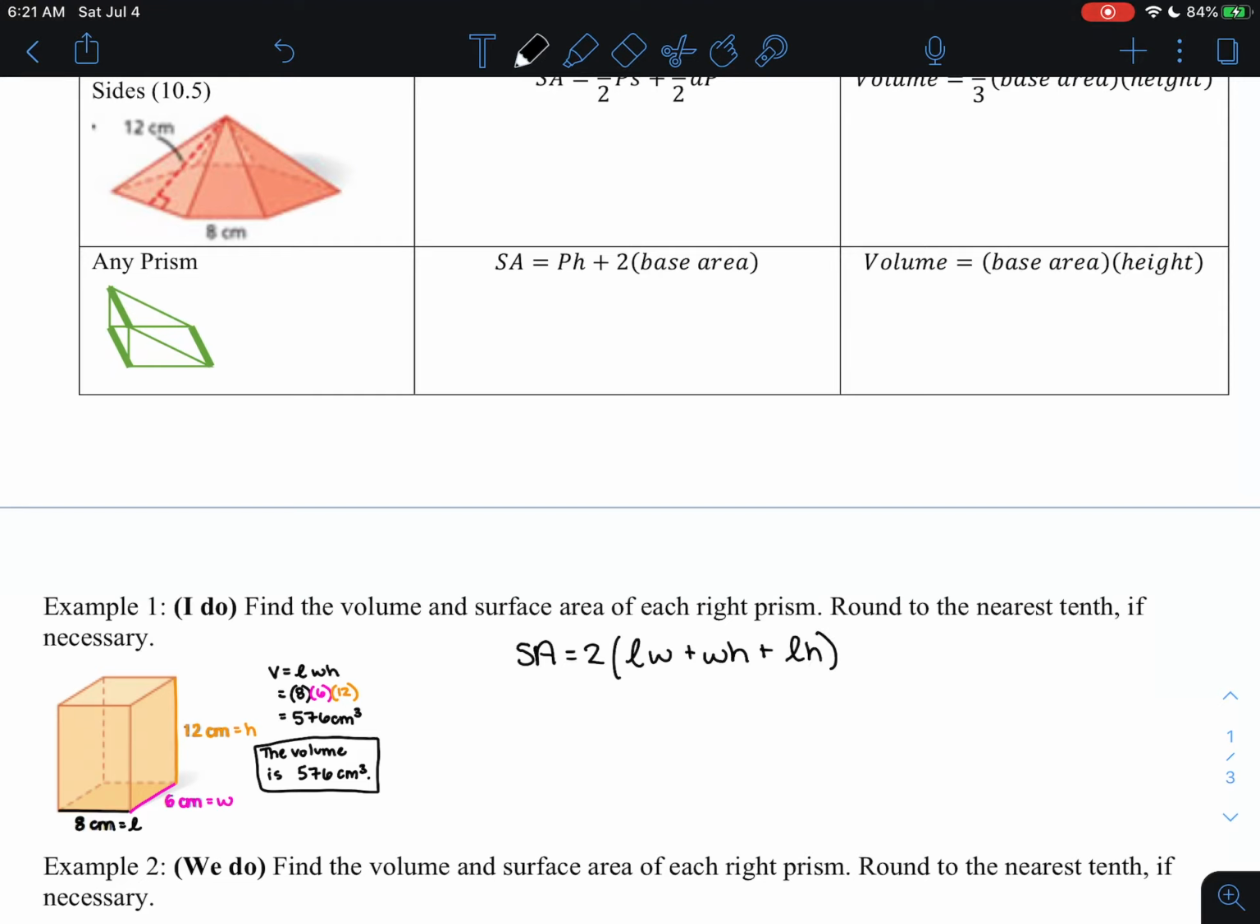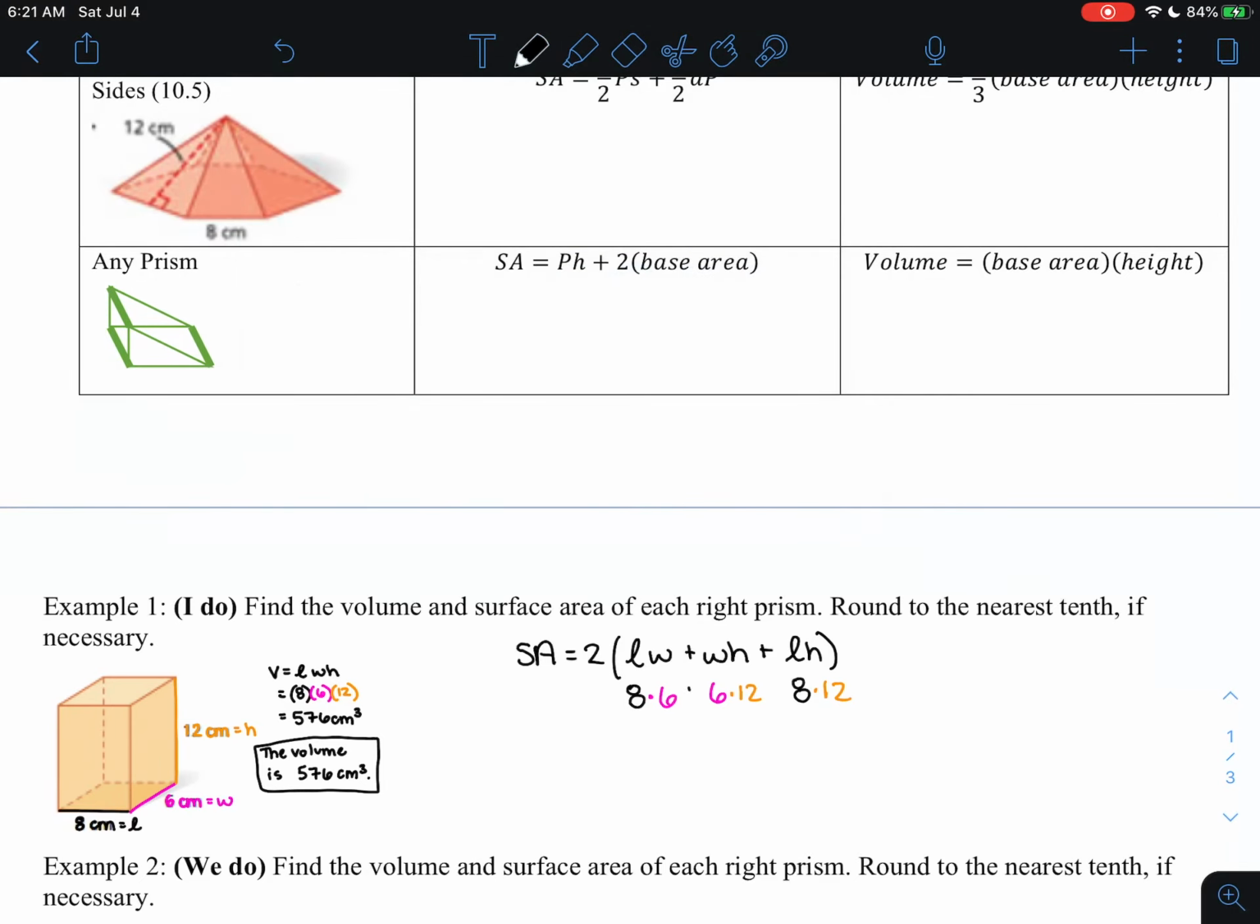And so there I go. So now I'm just going to plug these numbers in. So wherever I have an L, I'll write 8. And then wherever I have a W, I'll write 6. And then wherever I have height, I'll write 12.